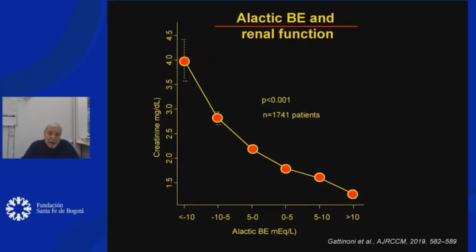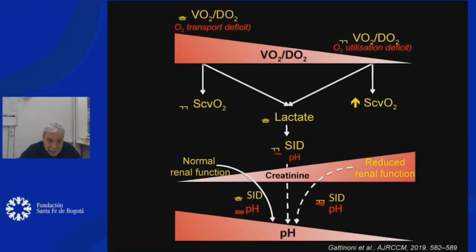And so, what happened? Here, there is no question, the alactic base excess in sepsis beautifully reflects the renal function. That means the alactic base excess is very high when the creatinine is very high. That means the kidney doesn't work. If the kidney doesn't work, it cannot compensate for the acidosis induced by the lactate. So, to have acidosis, you need that the kidney cannot compensate for the lactate production.